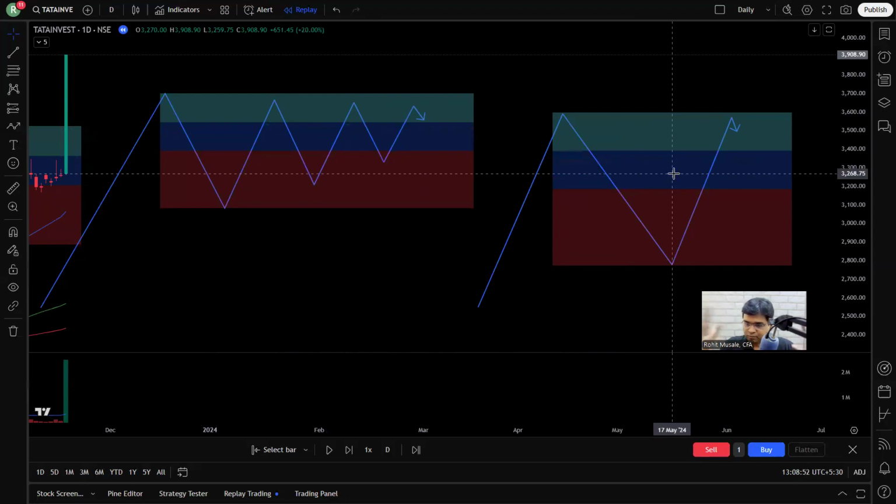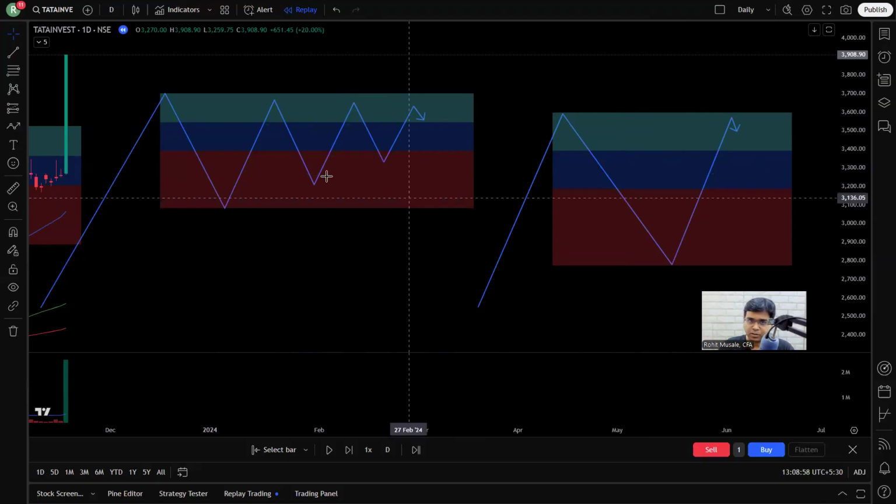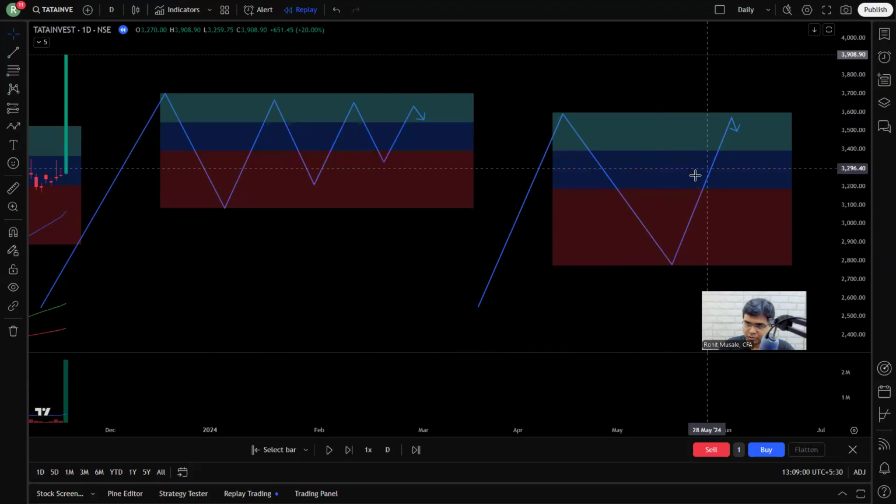Although both qualify, I might buy both stocks, right? But this is a higher probability base than this one, and I will tell you the reason why.